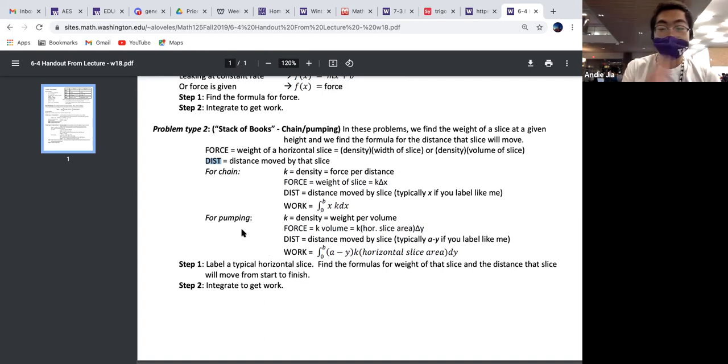The problem we just did is a pumping problem. If you see pumping, it's vertical, and pumping always uses dy to integrate. This is the one thing you can recognize immediately when you have a work problem. Does this make more sense?